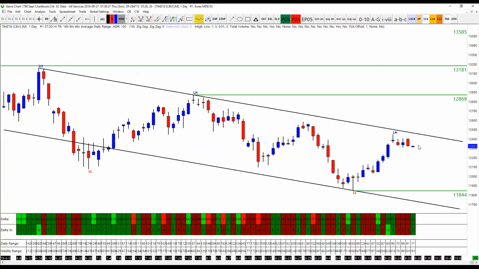There might be one last attempt to tag the underside of that before the move lower, but at the moment we are definitely struggling to take out that 300 level. We'll look at that a little bit more in a moment.